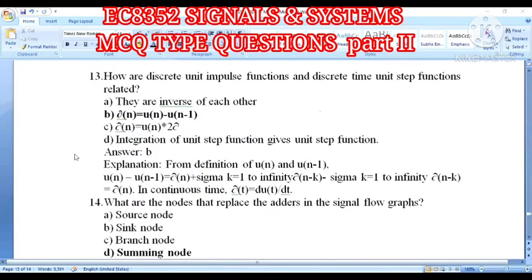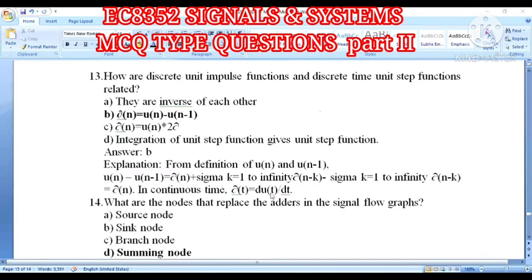Next question, for time consumption, I will be moving very fast. How are the discrete unit impulse function and discrete time unit step function related? Option A, they are inverse of each other, or B, delta of n equals u of n minus u of n minus 1. Integration of unit step function gives unit step function. Answer B is the correct one, because from the definition, u of n can be written as delta of n plus sigma k equal to 1 to infinity delta of n minus k, and this is also equal to delta of n.